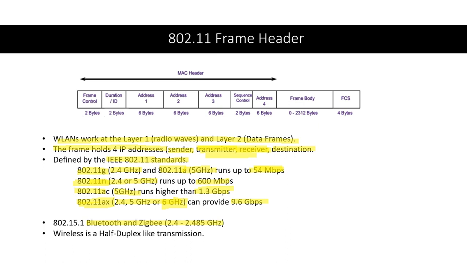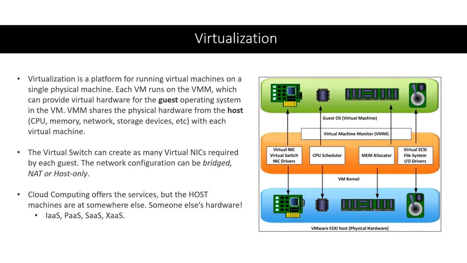Now, if you go back to the small connections for Bluetooth and Zigbee, those that use a very small range between 2.4 and 2.485 gigahertz, I think the Bluetooth limit is 2.483, but it can go out to 2.485 gigahertz. And this is the 802.15.1 standard, but that's for short distance communication, right? And one thing to note, wireless is a half duplex like transmission. Unless you have multiple in, multiple out technology, it will behave more like half duplex, so you have to send before you can receive something.